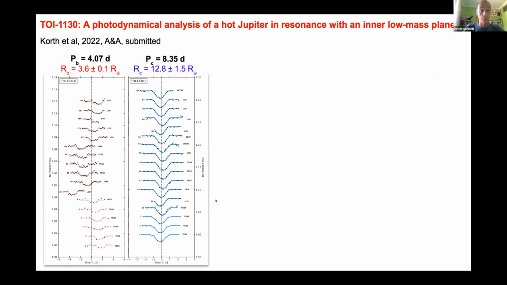Then TOI 1130, which is one of the juicy targets, was discovered by TESS, in an announcement paper led by Chelsea a couple of years ago, which is a WASP-47-like system. So you have a hot Jupiter on an 8-day orbit and an inner Neptune on a 4-day orbit. And the two planets are very close to the 2-to-1 period commensurability. And this is causing very strong TTV, as you can see here.